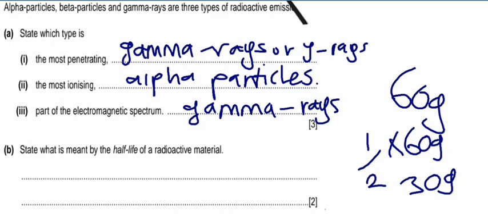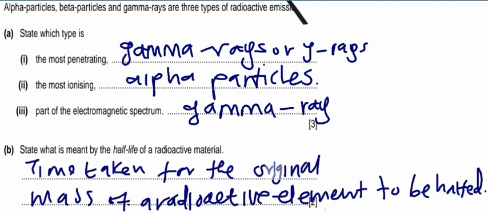Now in talk of half-life, it is just the time taken for the original mass to be halved, right? We have the original mass here, which is 60 grams. The time it is going to take these 60 grams to be halved to 30 grams, that is what we are going to call the half-life. So the answer is: the time taken for the original mass of a radioactive element to be halved. That is what half-life is.